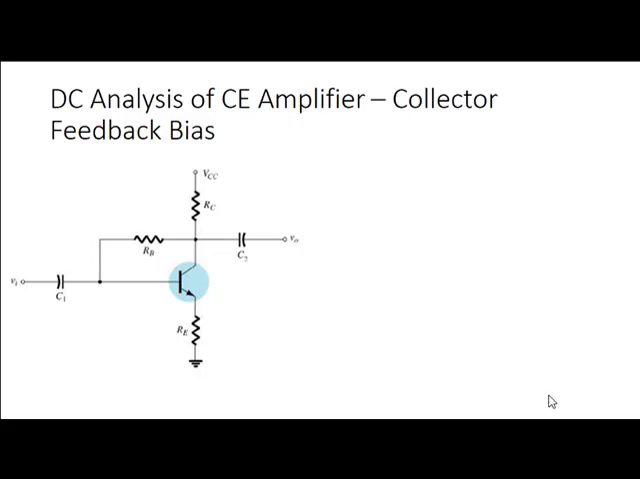Hi, let's perform DC analysis of collector feedback bias. The circuit of the common emitter amplifier that uses collector feedback bias is shown on the left portion of your screen. This is the circuit. The resistors RC, RB and RE form the feedback network.